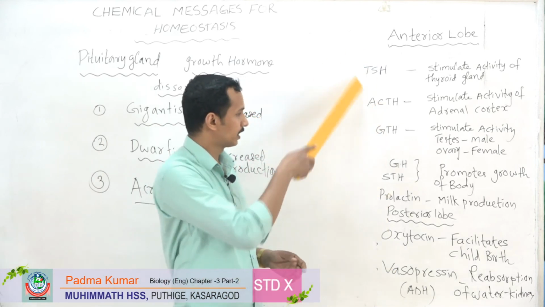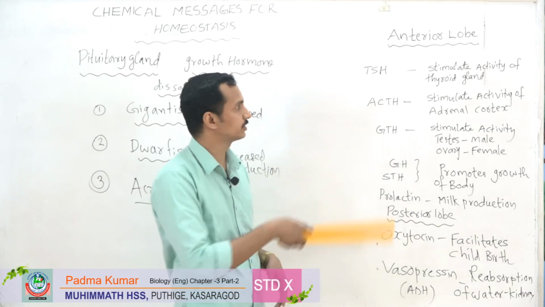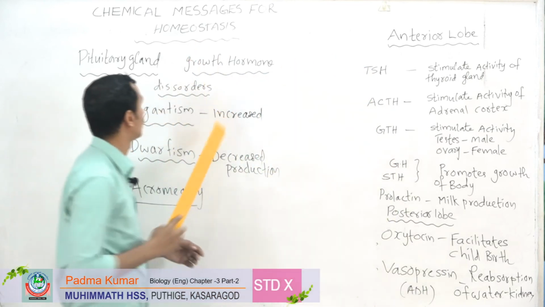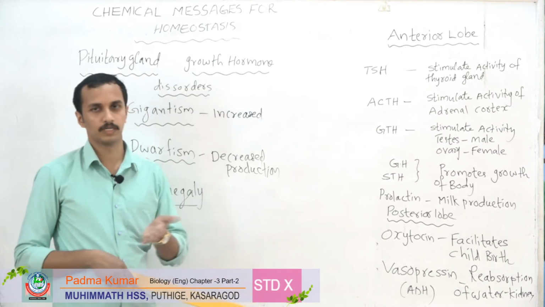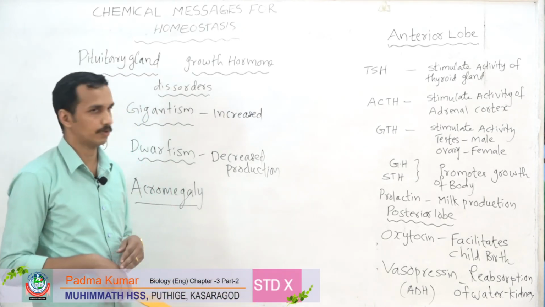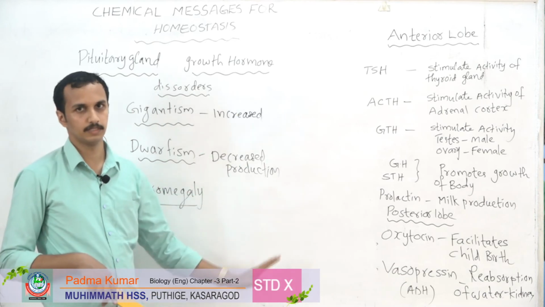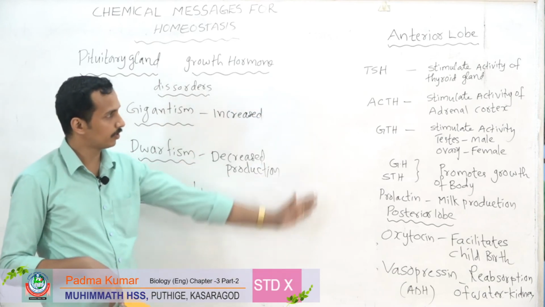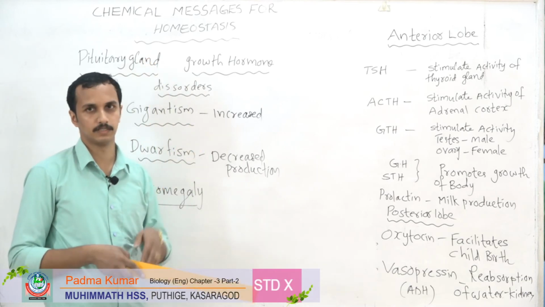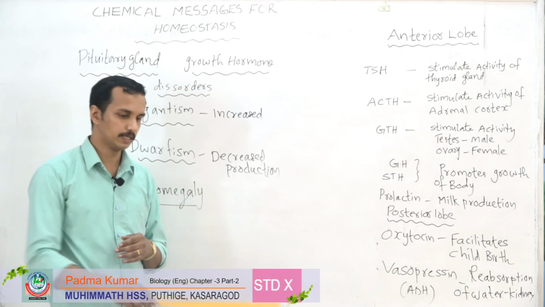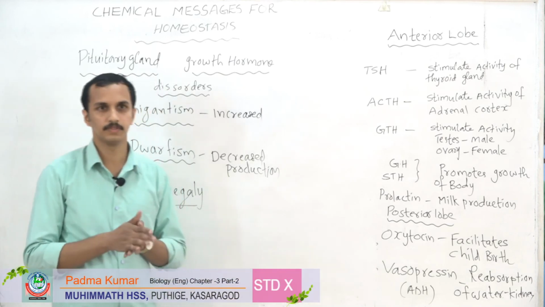So how many hormones are there? There are around 8 hormones secreted by our pituitary gland. It is a very important endocrine gland present in our body. It is associated with different functions, and the hormones secreted by this pituitary gland also influence different types of endocrine glands. So this is about today's topic.